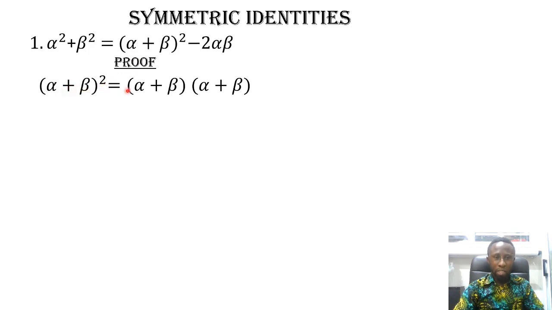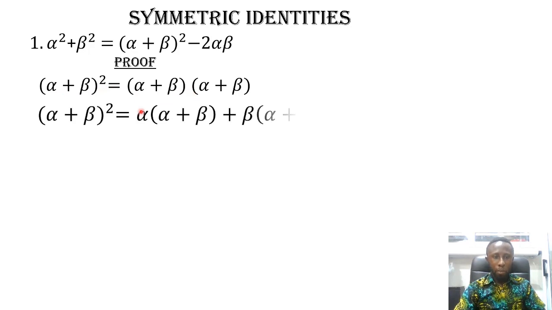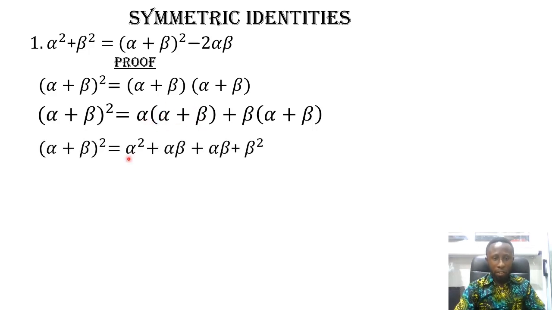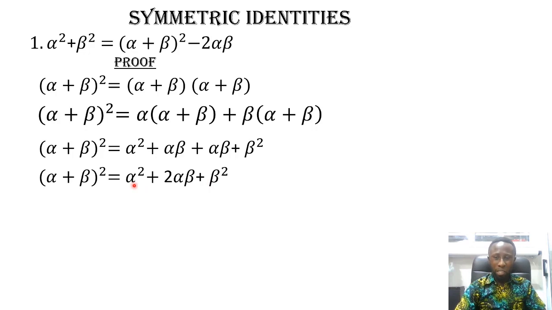Alpha plus beta squared, if we expand this, so this is what we get, right? Now, alpha times the whole of this, beta times the whole of that is the distributive property, right? Alpha times alpha is alpha square, alpha times beta is alpha beta, then beta times alpha, alpha beta, beta times beta, beta square. Good. Now we have alpha beta and alpha beta, so that's why we get 2 alpha beta. Good. We are approaching somewhere.